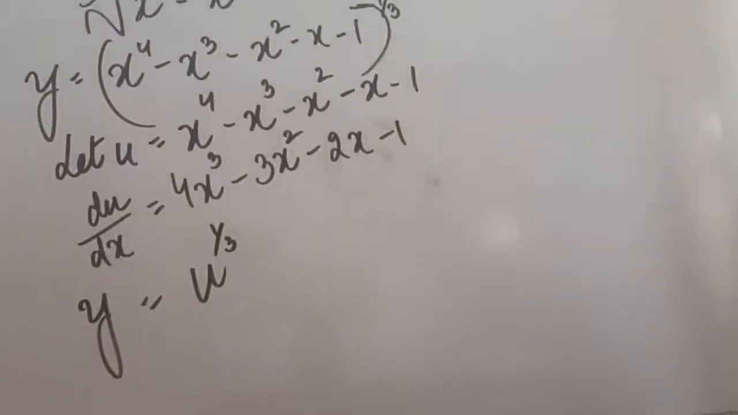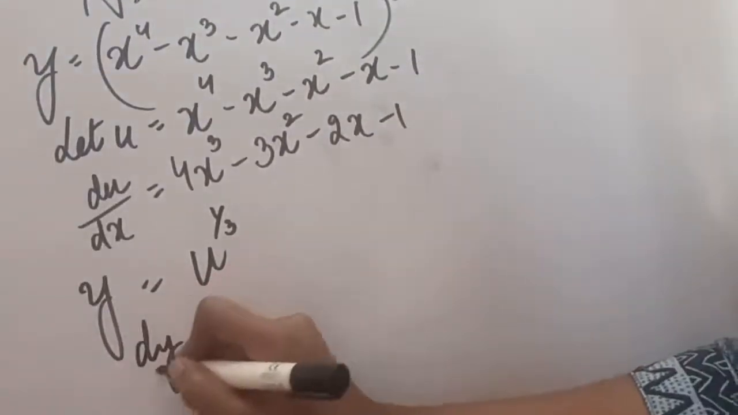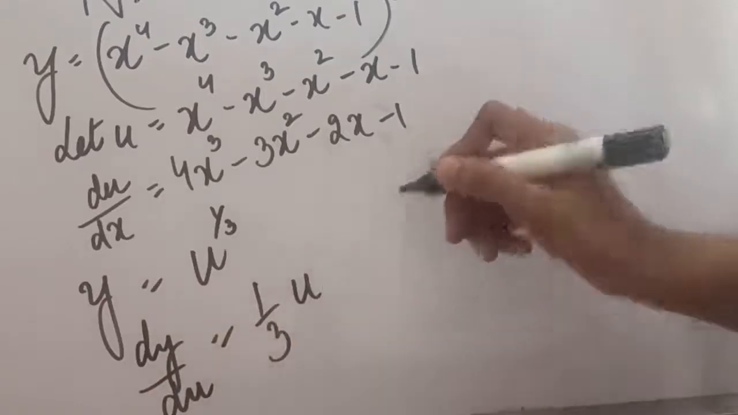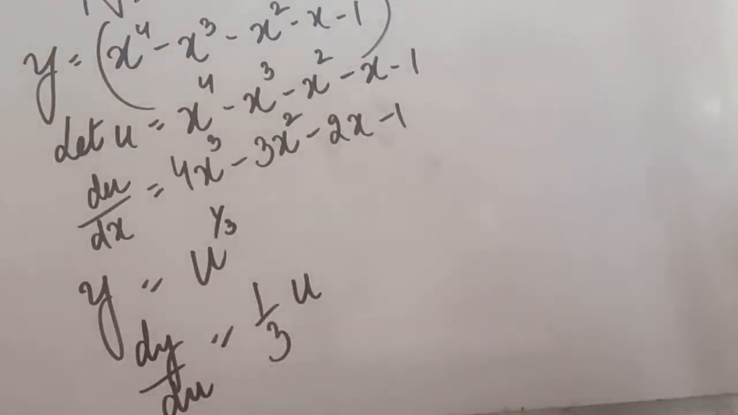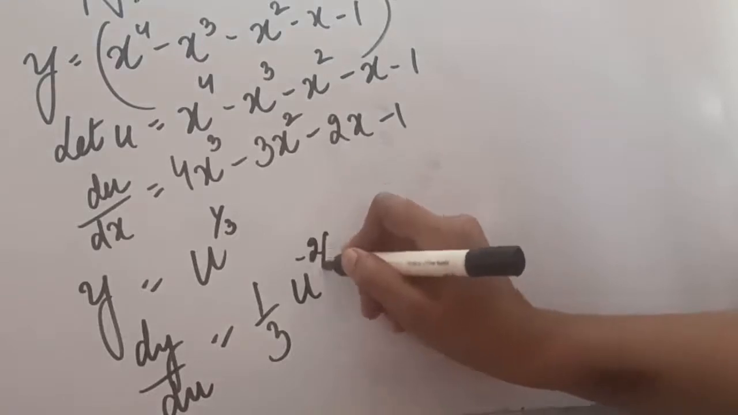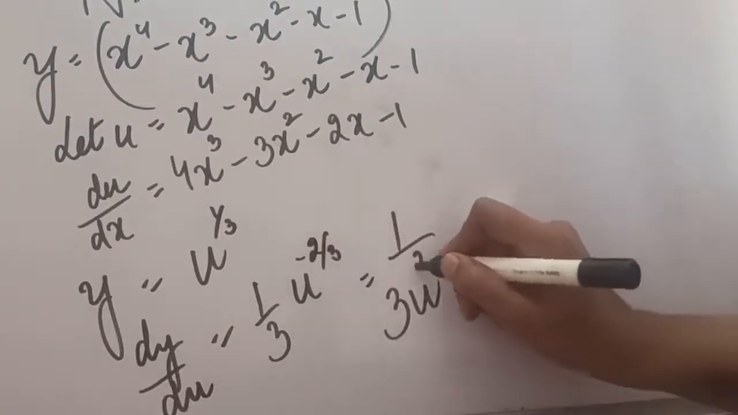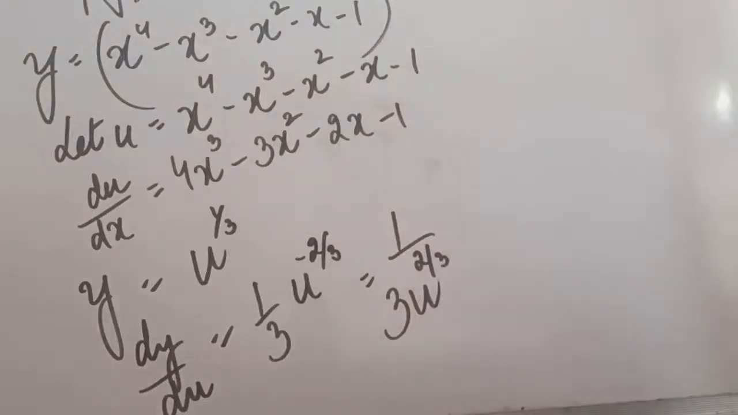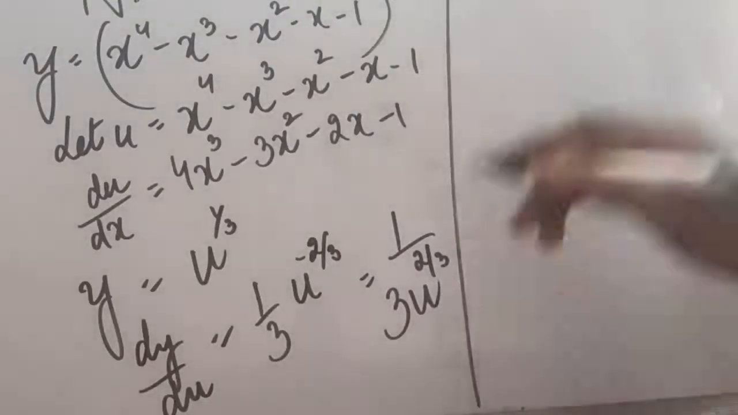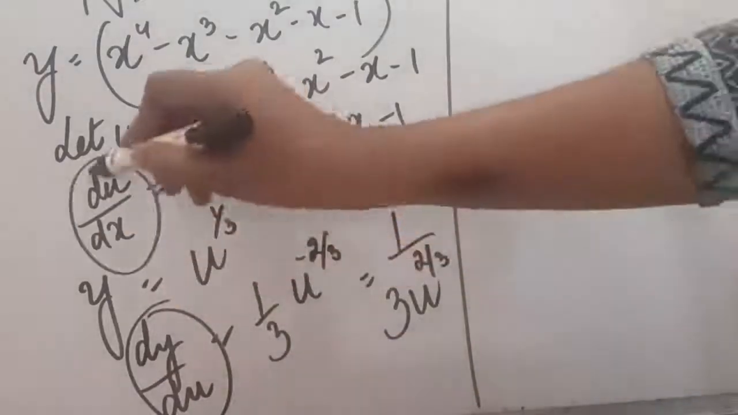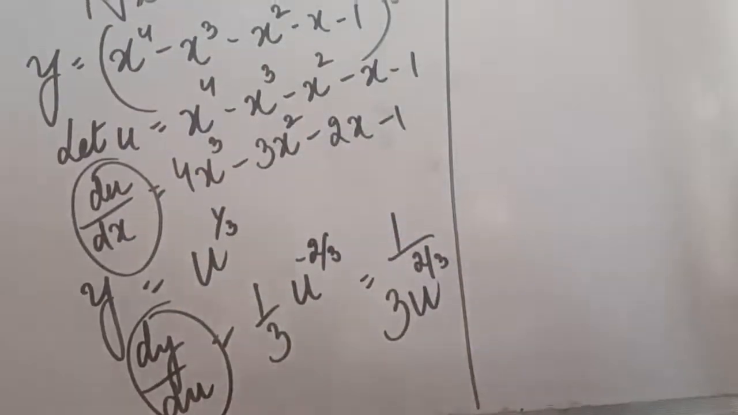So if you want to take the derivative over here, it will be dy upon du. This power will come forward, u, and its power will be 1 by 3 minus 1. So 1 by 3 minus 1 is minus 2 by 3, or we can write 1 by 3, with u to the power 2 by 3 below. So I hope this much is clear. Now directly we have got this dy upon du and du upon dx. Now we can apply the chain rule over here.